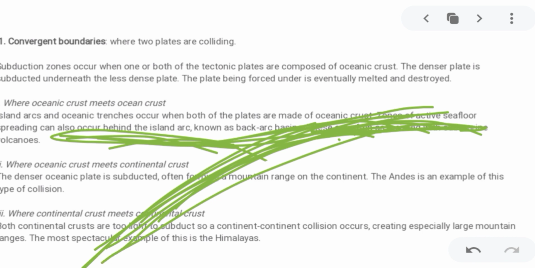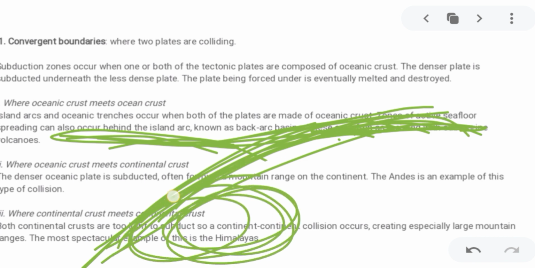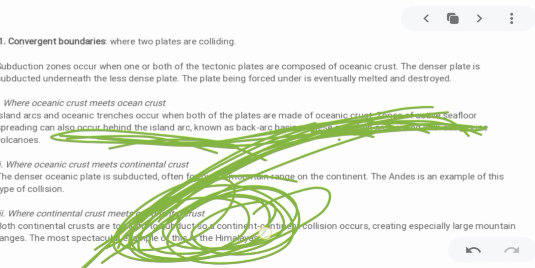The plate being forced under is eventually melted and destroyed. So, yung magiging subduction zone natin, yun ay matutunaw ulit sa magma. Okay, tutunawin siya ng magma. Kung ano man ang bababa, kung anong denser at laging oceanic crust yun, yun ay bababa at magiging magma ulit.